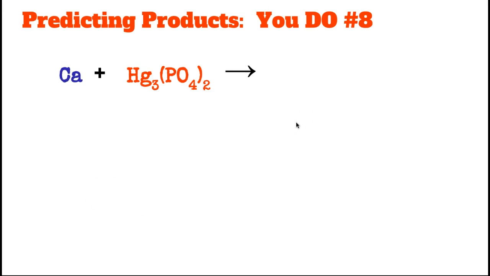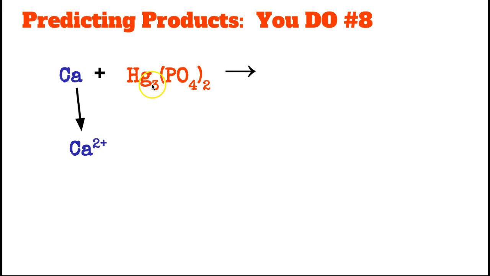Again, you should have done these problems on your own. We're just checking answers. So calcium is a group 2 metal, so that's going to be a +2. Mercury, we have to figure out its charge by using the charge for phosphate. Phosphate we know is 3-. If we needed 2 of them, that must mean that mercury had a +2 charge.